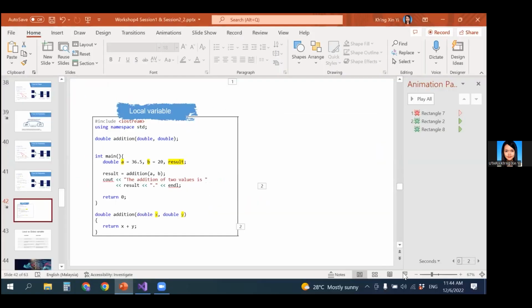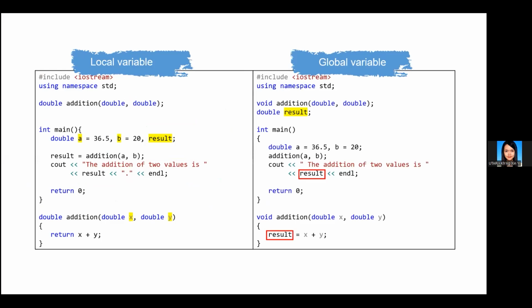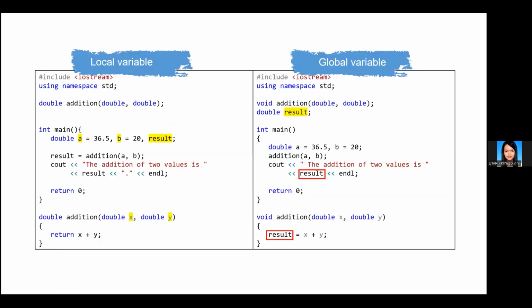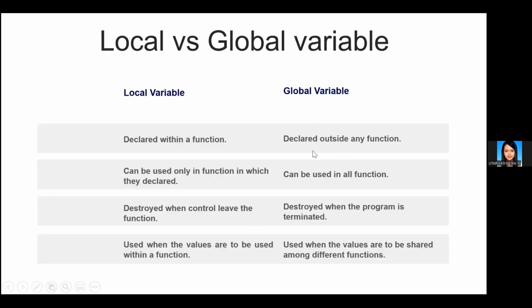Then we're back to our slide here. So this is the difference between local and global variable for the first, second, and the last points I have discussed just now. I'm going to talk about the third point here. For the third point, a local variable is destroyed when control leaves the function, which means that if your function has finished processing the job here, then the x and y variables will be destroyed. Okay, and then after that, for a global variable, it will be destroyed when the program is terminated.